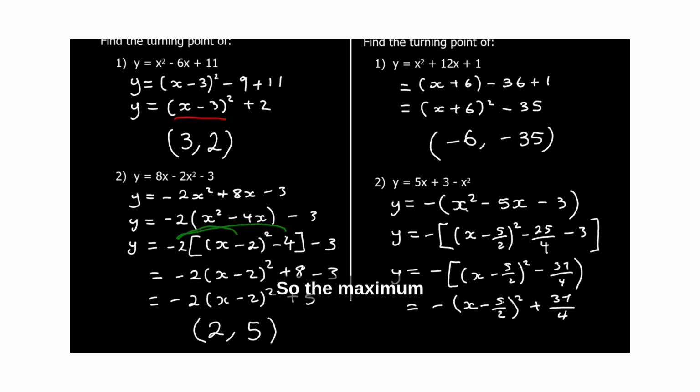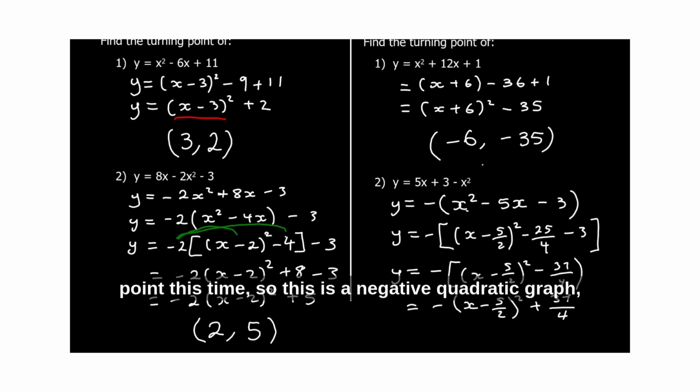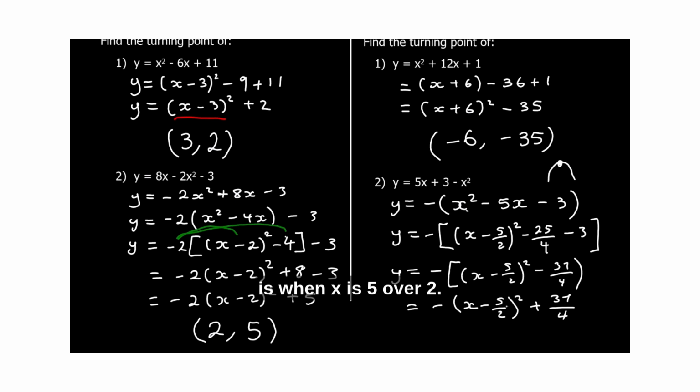So the maximum point this time, so this is a negative quadratic graph. It's got a maximum point, not a minimum point, is when x is 5 over 2. And y will be 37 over 4.